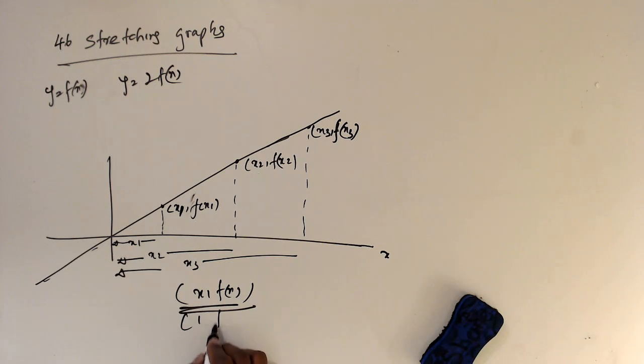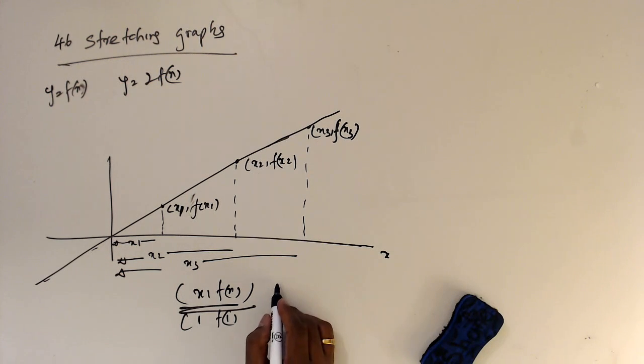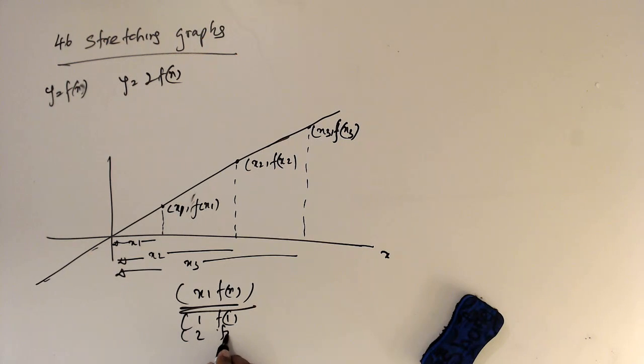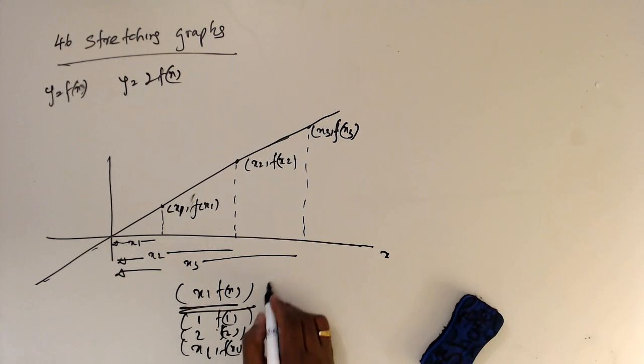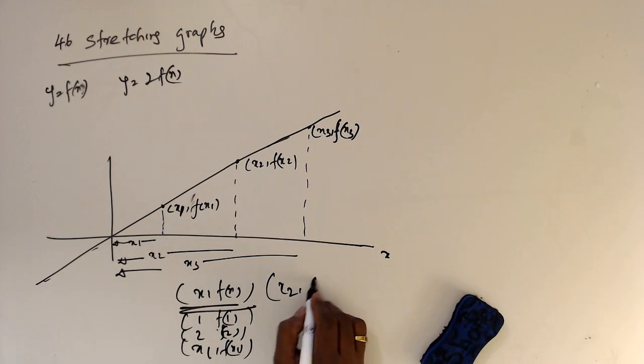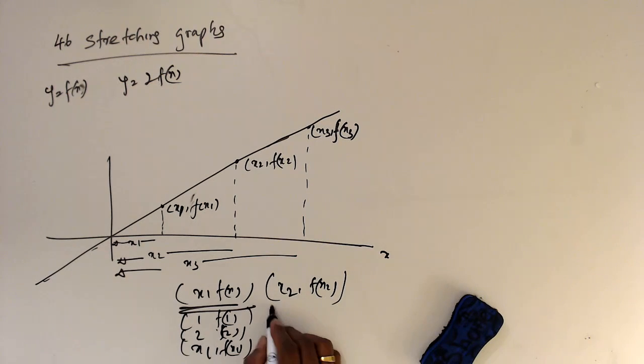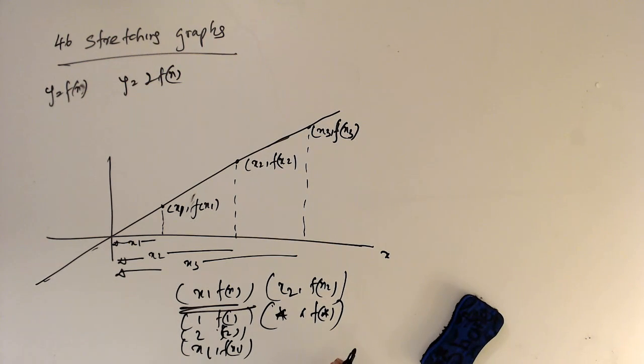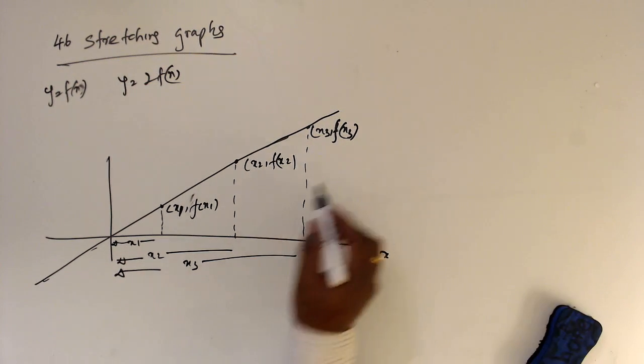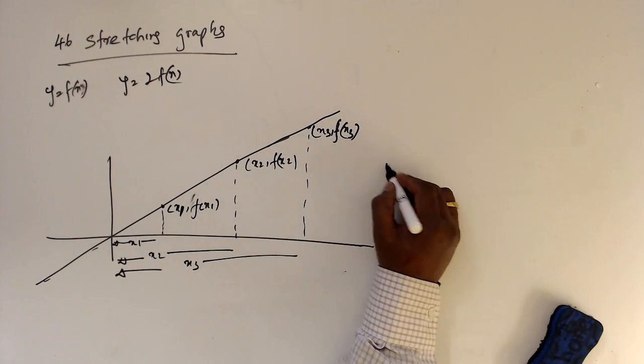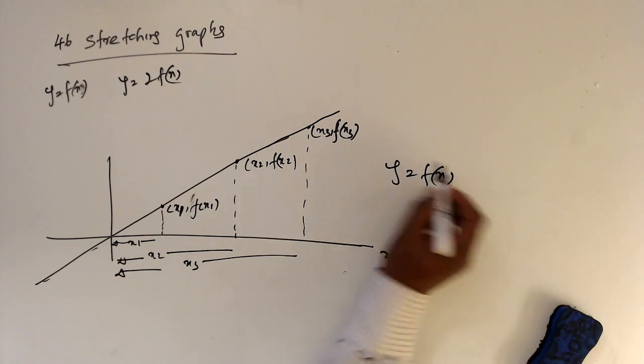When x equals 1, it is going to be f(1). When x equals 2, it is going to be f(2). When x equals x1, it is going to be f(x1). When x is x2, it is going to be f(x2). When x is star, it's going to be f(star). Now this curve is the y = f(x) curve.